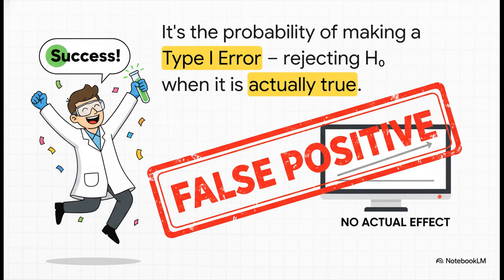It's the risk of throwing a party and announcing your drug is a miracle cure, when in reality, it did nothing and the null hypothesis was true the whole time. So by setting alpha to 0.05, we're basically capping our risk of that specific blunder at just 5%.